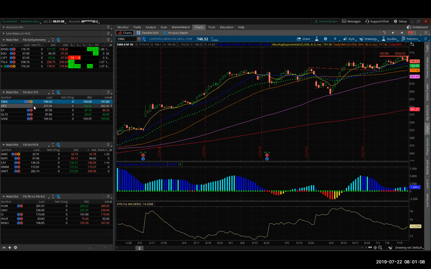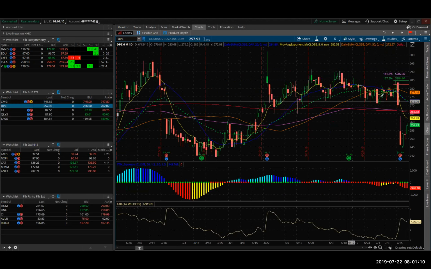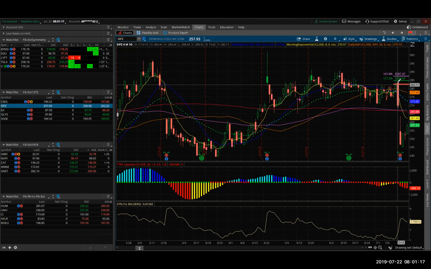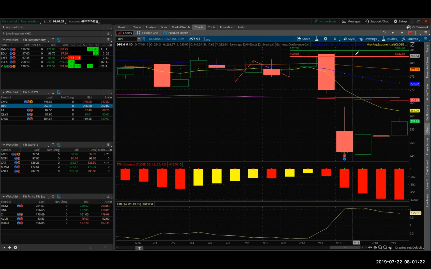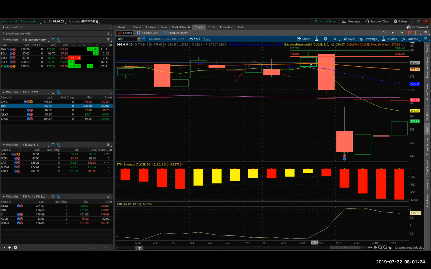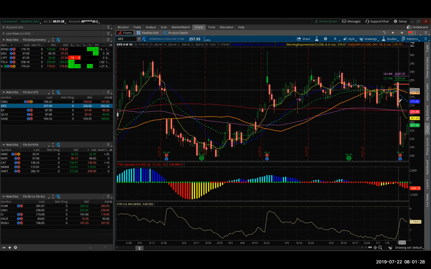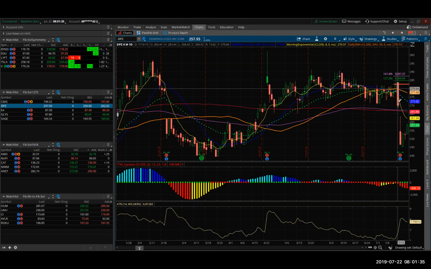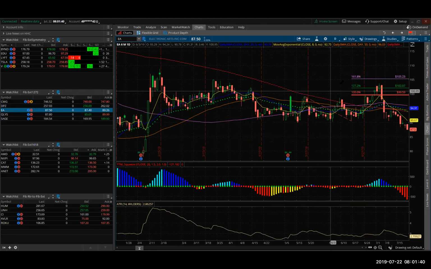Okay, let's look at Domino's. Here's what can happen when it hits this second level, the 1272 extension, and doesn't hold, right? Usually what you want to see it do is hold this symmetry as support. What was previous resistance, we want it to be support. If that support doesn't hold, here's what can happen. Also, Domino's had earnings here, which was a major catalyst, right? But here's what can happen. It can just tank.